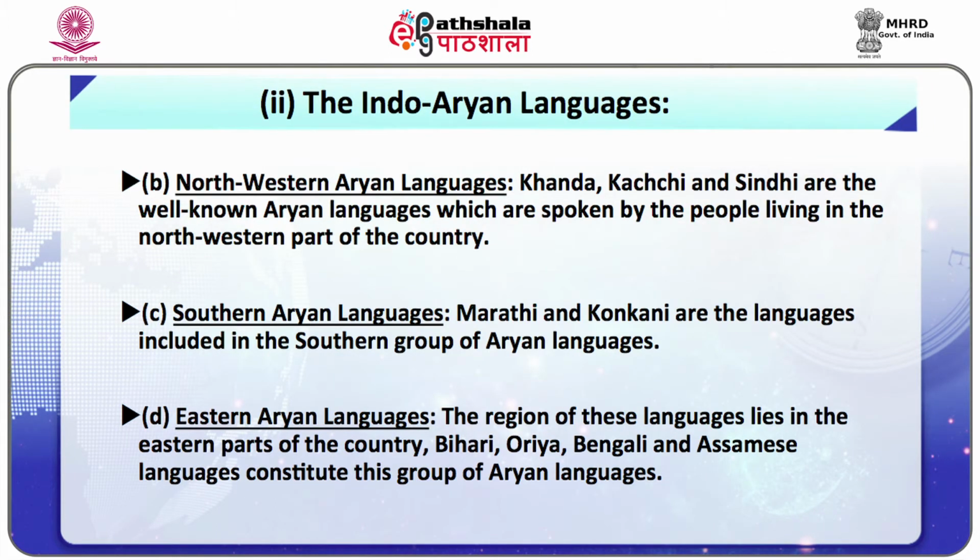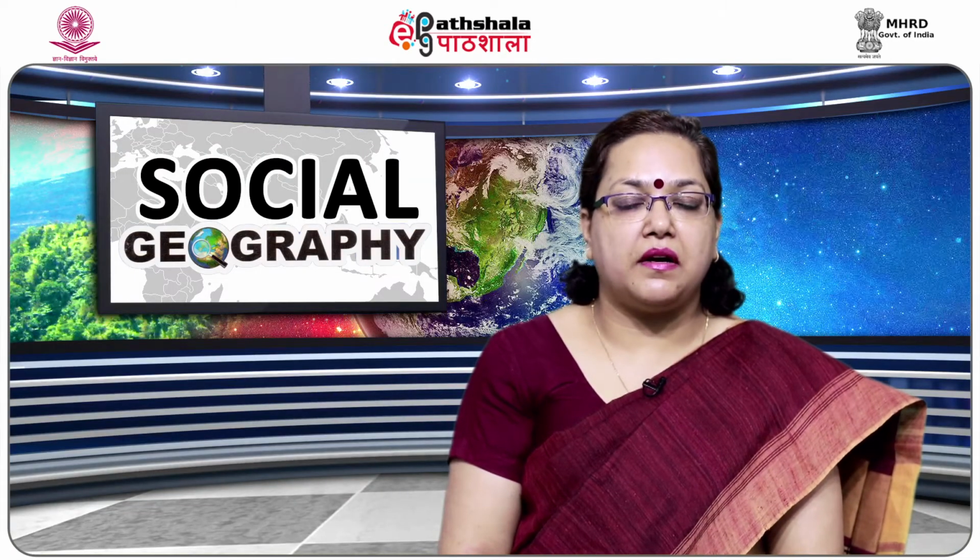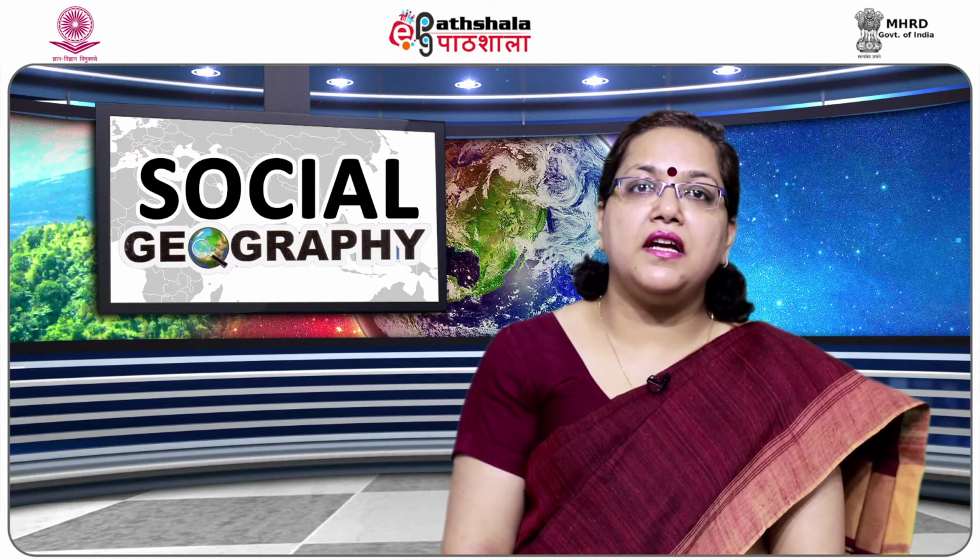Northwestern Aryan, where we have Lahnda, Kutchi, Sindhi, which are spoken by the people living in the northwestern part of the country. Then we have Southern Aryan languages, where Marathi and Konkani are part. Apart from these, we also have Eastern Aryan languages, where we have Bihari, Oriya, Bangla, Assamese. In East Central Aryan, we have Awadh, Bundelkhand, Chhattisgarh regions, where we have languages like Bagheli, Awadhi, Chhattisgarhi and their dialects. Central Aryan languages have languages like Hindi, Punjabi, Rajasthani and Gujarati. Among the languages in the Aryan family, Hindi is the most important language, spoken by a huge number of people.